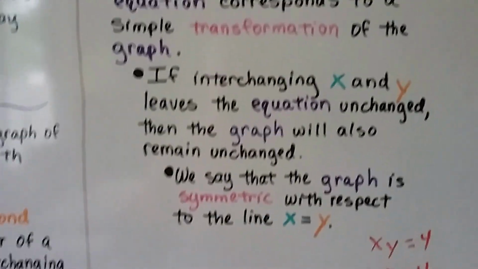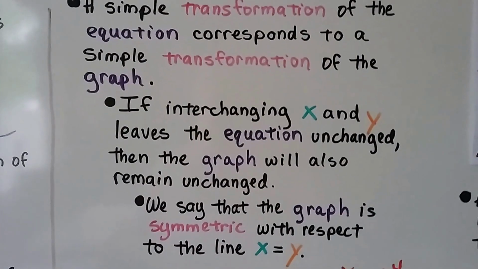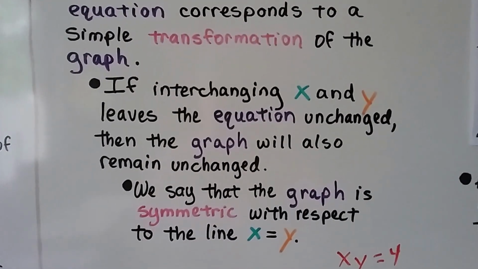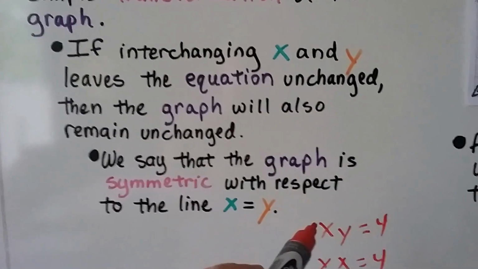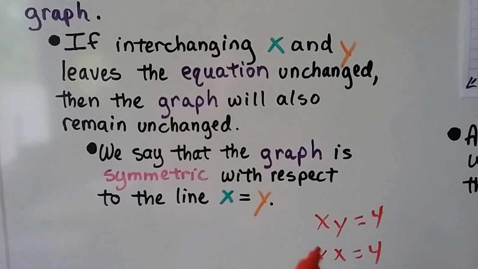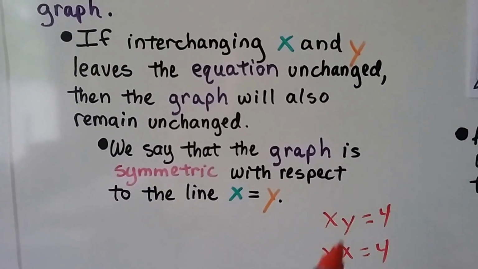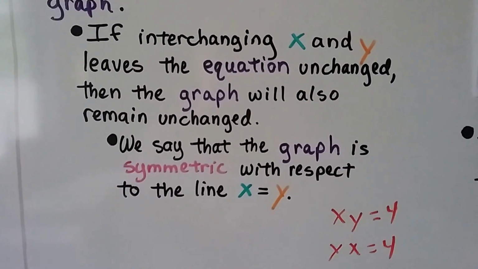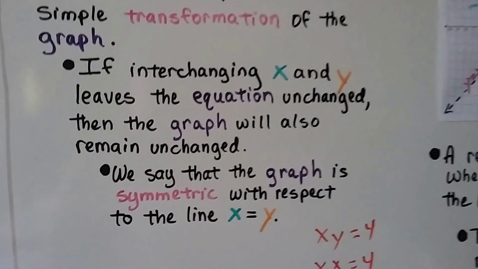A simple transformation of the equation corresponds to a simple transformation of the graph. If interchanging x and y leaves the equation unchanged, then the graph will also remain unchanged. So we could have x times y equals 4 or y times x equals 4. The equation is unchanged, so that graph would be unchanged. We say that the graph is symmetric with respect to the line x equals y.